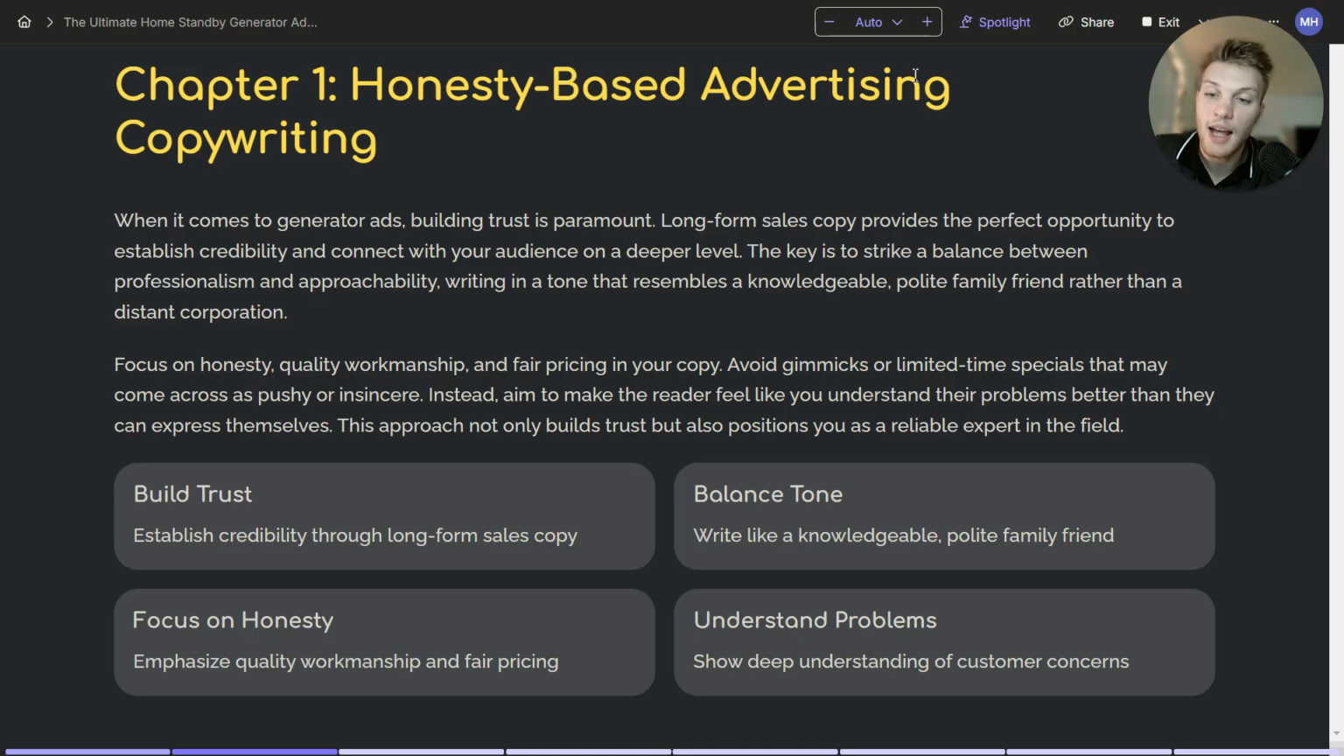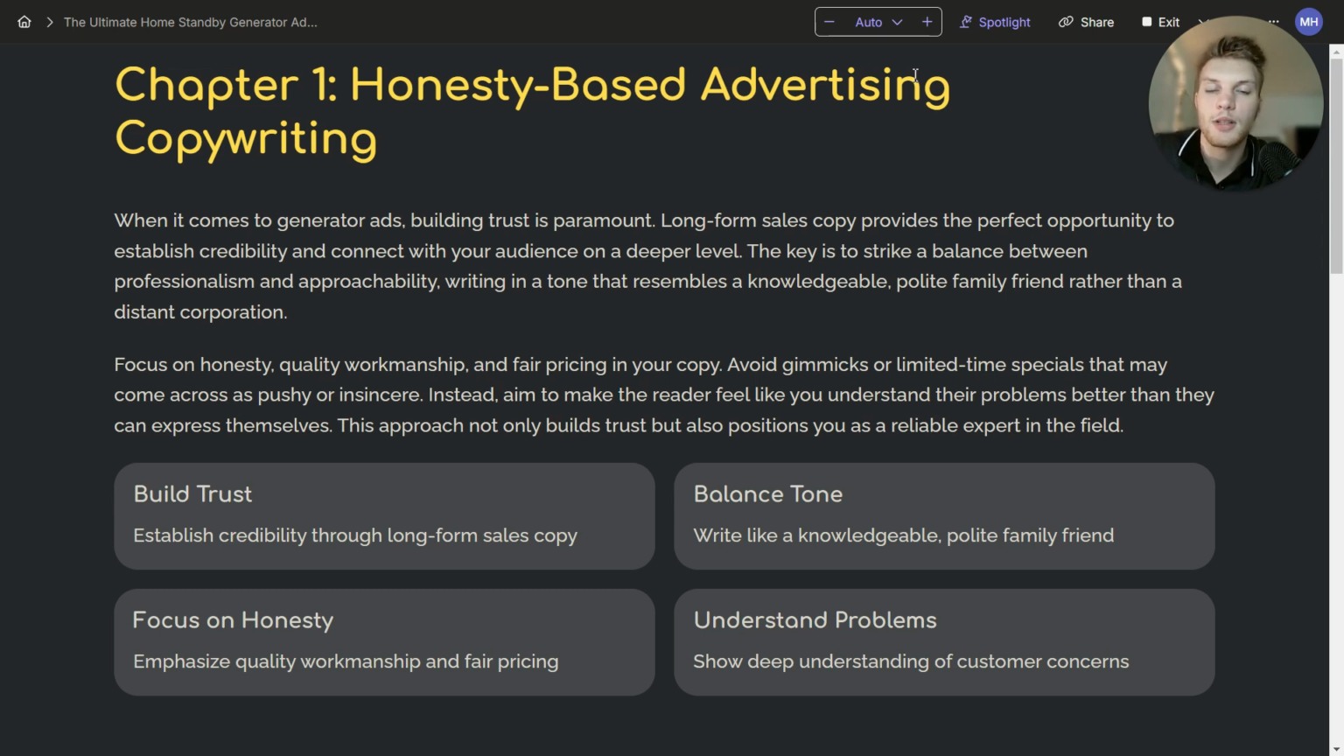You want to focus on honesty, quality workmanship, and fair pricing in your copy, right? Avoid gimmicks or limited time specials that may come across as pushy or insincere or just overall too salesy and too gimmicky, right? So instead, you want to aim to make the reader feel like you understand their problems better than they could even express themselves. This approach not only builds trust, but also positions you as a reliable expert in the field.